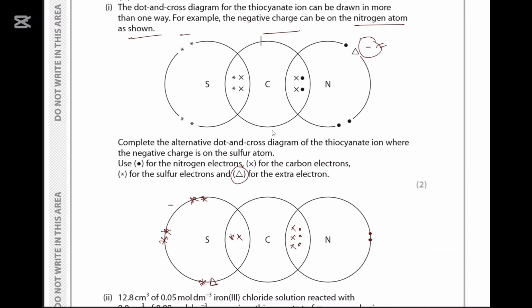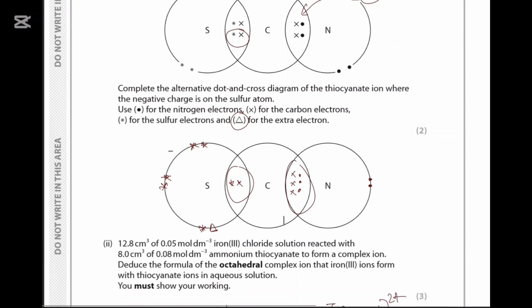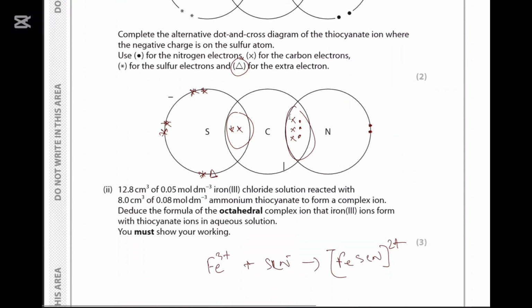And this electron, which was unpaired before, is now bonded with the carbon atom, and sulfur loses one bond. So here it's one bond, and there is a triple bond between C and N. You have to balance out the electrons to figure out the structure.